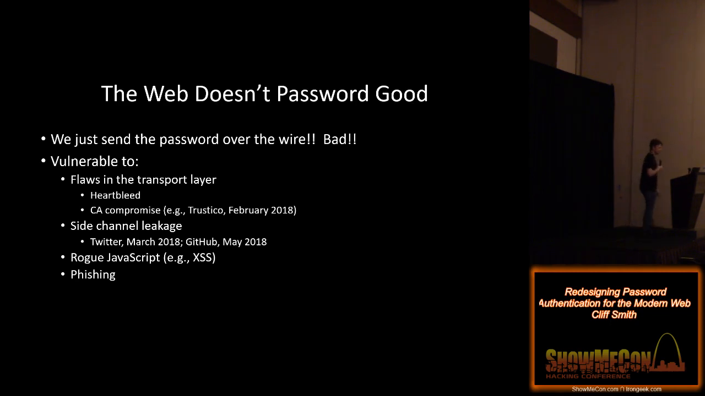Side channel leakage. Twitter and GitHub both had recent problems with passwords. Anybody know where the passwords were leaked in plain text? Log files. Passwords are stored in plain text in log files. Now, as far as I know, they didn't have evidence that anybody actually stole them, but that is a big, glaring security hole to have them just sitting there in plain text.